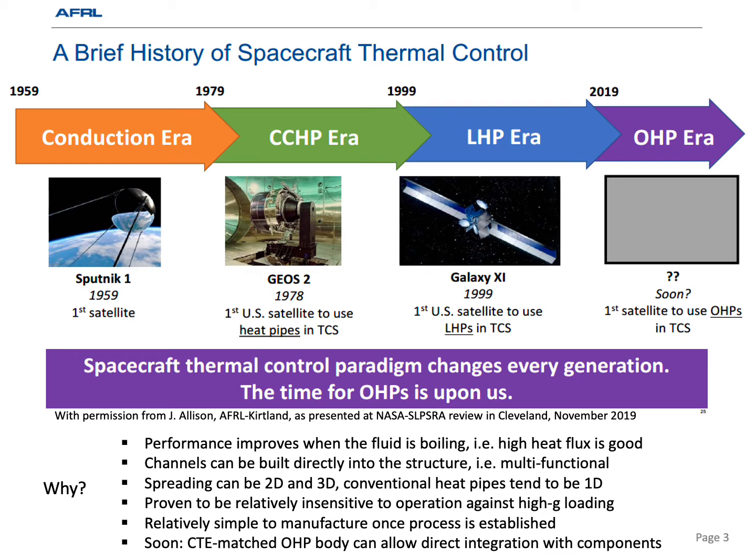The radiation part of this path has changed some over the years with modification of surface coatings, but if we focus on transport in the structural elements, a pattern develops. From 1959 to 1979, all the heat transport within the body of the spacecraft was by conduction. In 1979, conventional capillary-driven heat pipes were first introduced into satellites.